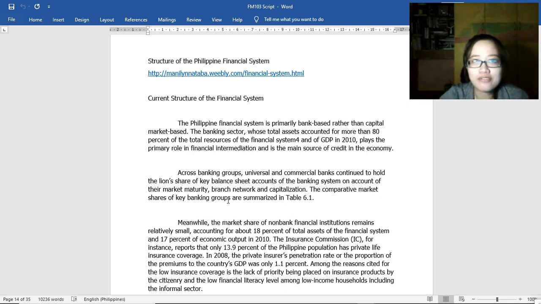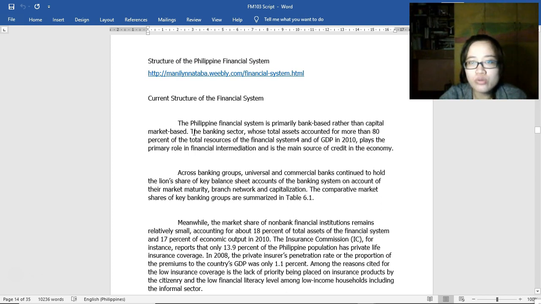Subtopic for this one. Okay, so we have the structure of the Philippine financial system. This part here still comes from Manilin and Ataba article for financial system. Okay, so we have the current structure of the financial system in the country. It's primarily bank-based rather than capital market-based. So we have a lot of banks here in the country.